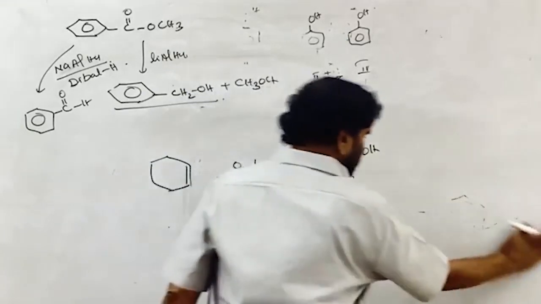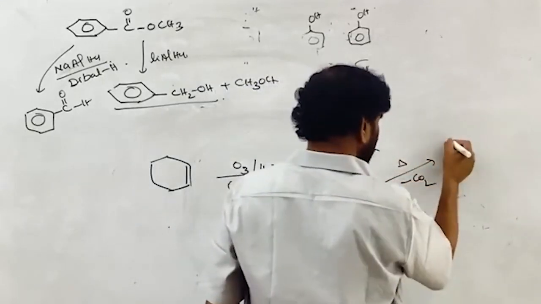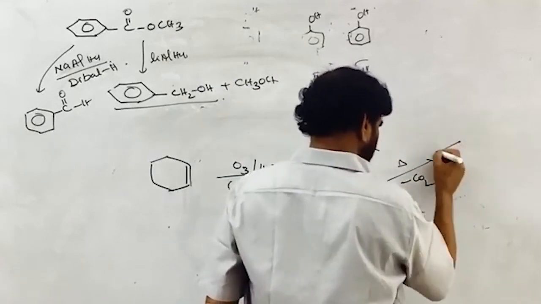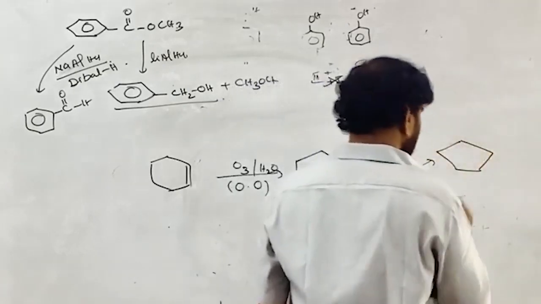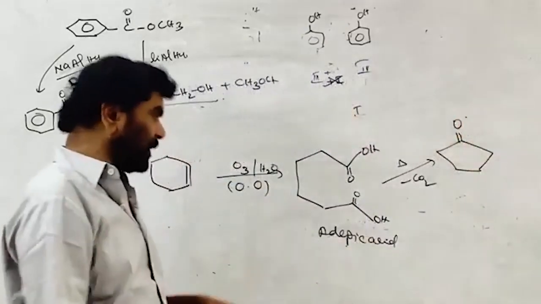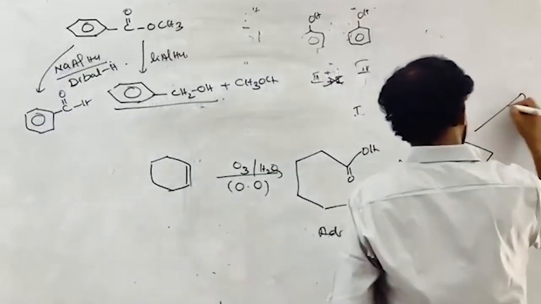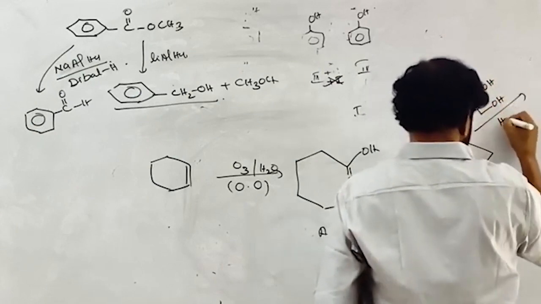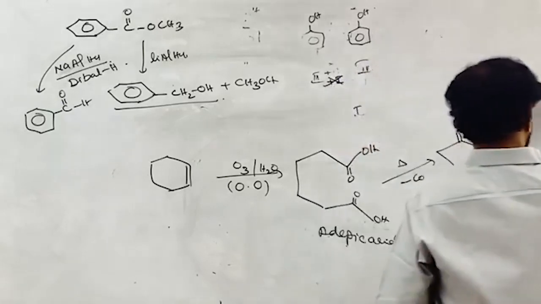C6 dicarboxylic acid. This on heating loses carbon dioxide and converts into cyclopentanone. C6 and C7 dicarboxylic acids lose this one. Cyclopentanone is formed. And the next one, this is treated with ethylene glycol and dry HCl. So group protection, acetal or ketal formation.